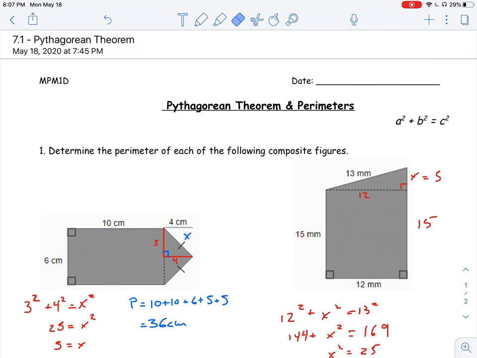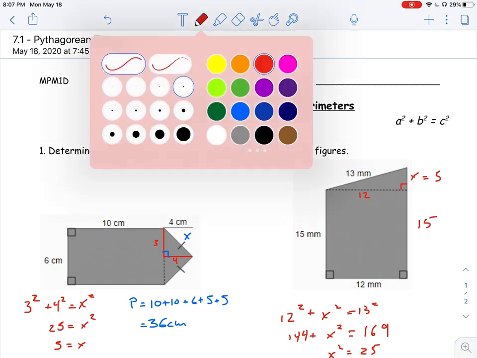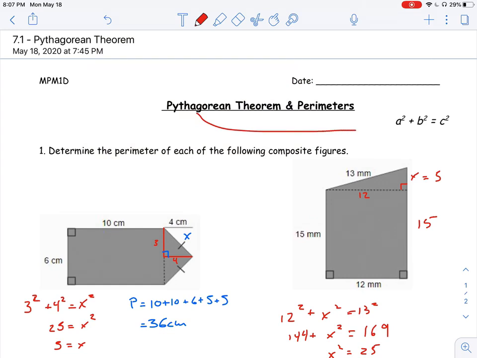So we have a new unit, a new lesson, Pythagorean theorem and perimeters, where this is going to be the first lesson into our measurement unit. Quickly talking about the Pythagorean theorem, just as a quick refresher, the Pythagorean theorem is given to us right here, where it is a squared plus b squared is equal to c squared, where c represents the hypotenuse and a and b represent the other two sides in a right angle triangle.